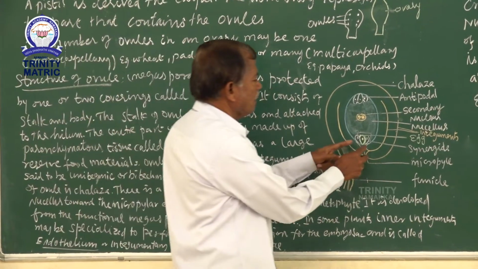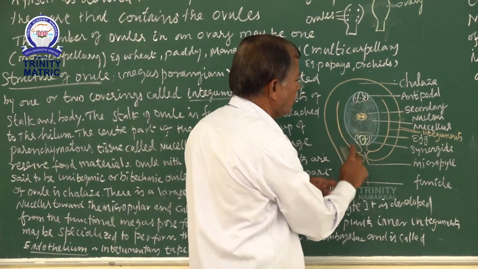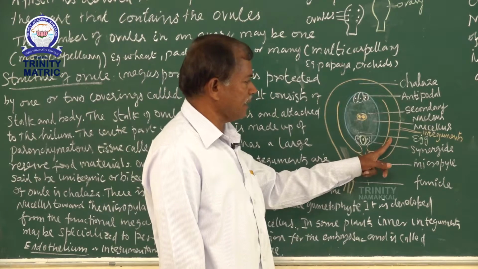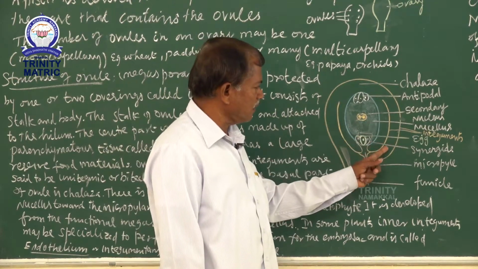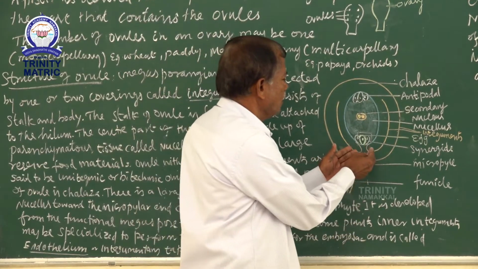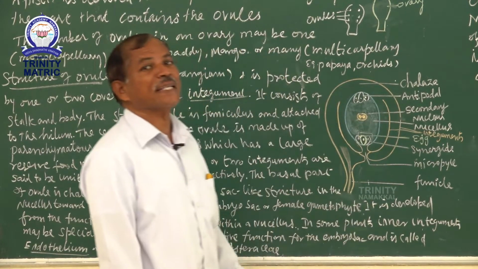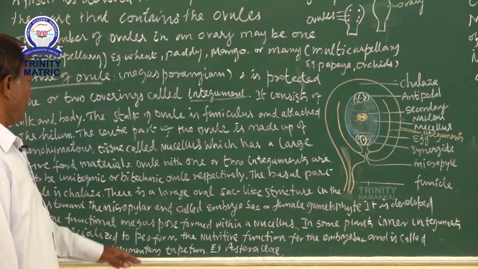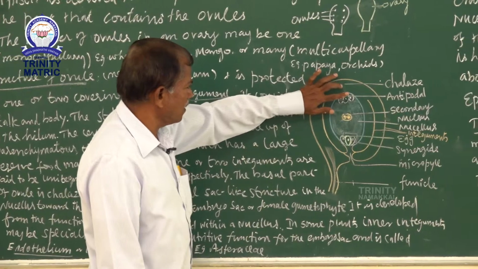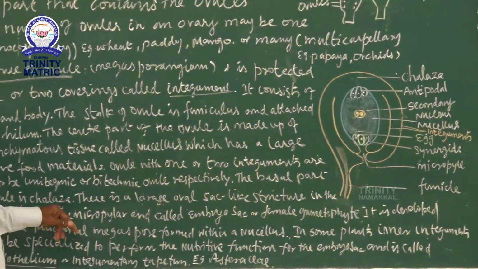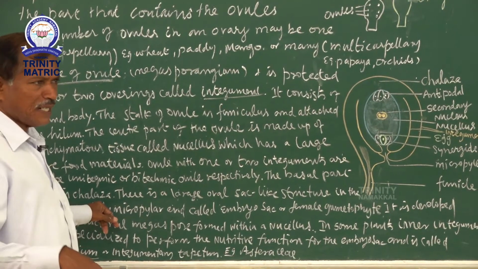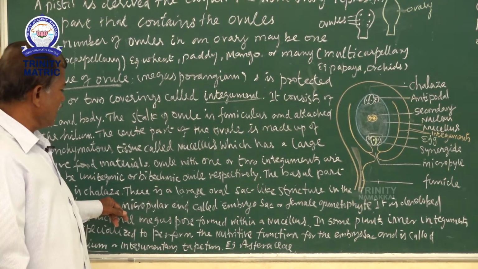If the ovule is covered with only one covering, it is called unitegmic. If it is covered by two layers, it is called a bitegmic ovule. The basal part of the ovule is called the chalaza. All these words are very difficult; you have to pronounce them many times, then only you will study them easily.